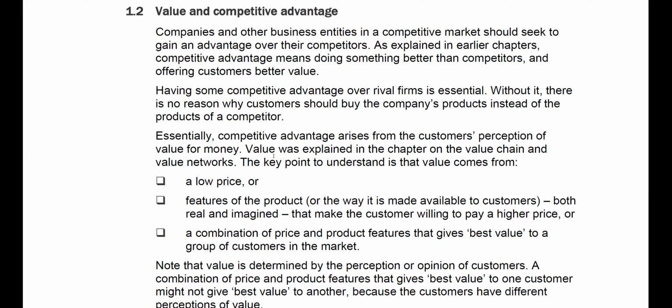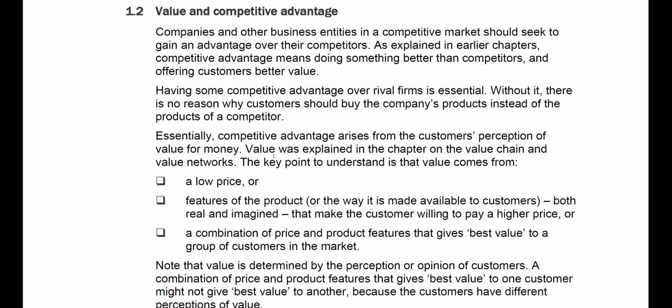So you must know that value is determined by the perception or opinion of the customers. You may see this and say, oh, this food is nice, it's palatable. Somebody may say it is not. Value to people is always different because of the perception or the opinion that people carry. So a combination of price and product features that gives the best value to one customer might not give the best value to another, because the customers have different perceptions of value. True or false? True.